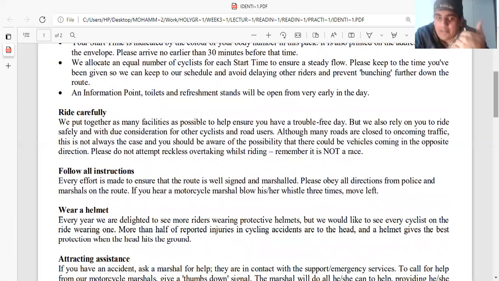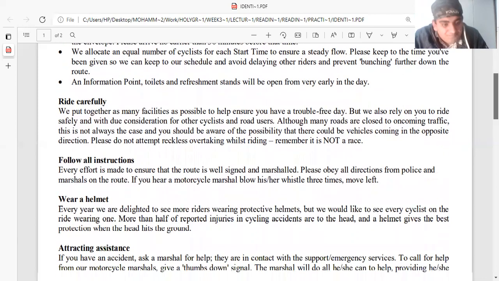Next up, wear a helmet. Every year, we're delighted to see more riders wearing protective helmets, but we would like to see every cyclist on the ride wearing one. More than half of reported injuries in cycling accidents are to the head, and a helmet gives the best protection when the head hits the ground.